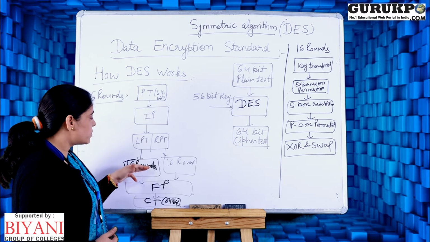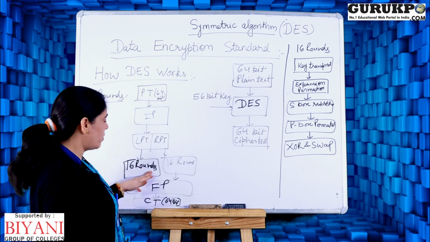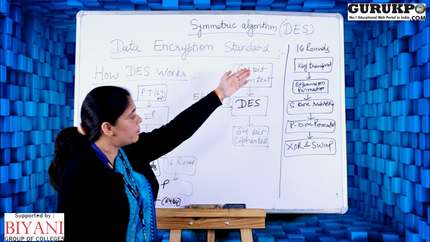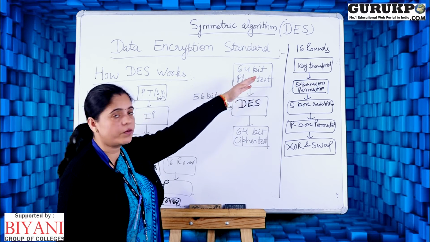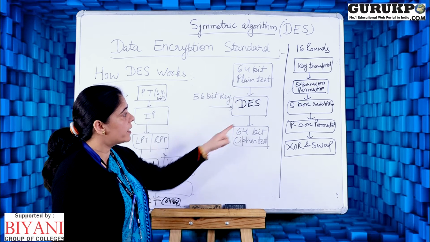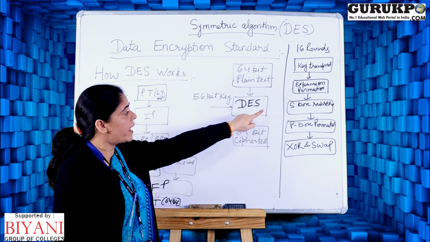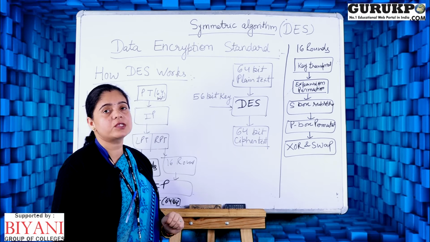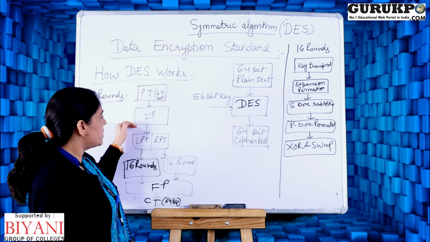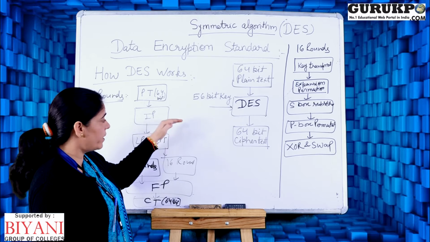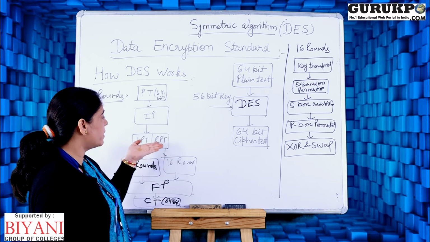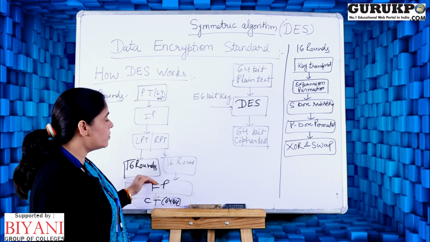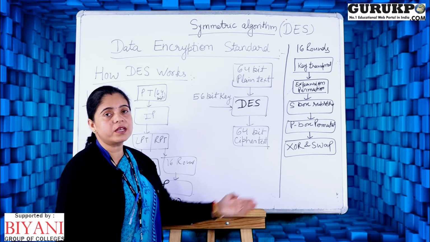So first we will discuss what the 16 rounds are, and what combination or techniques will be applied in the 16 rounds. Here are the basic steps in the 16 rounds. First is the key transformation, then the expansion permutation, then the S-box substitution, P-box permutation, and the last step is XOR and swap. In the initial permutation we will not apply the 16 rounds. After the initial permutation, LPT and RPT will be generated, and on LPT and RPT we will apply the 16 rounds, and these are the steps of the 16 rounds.